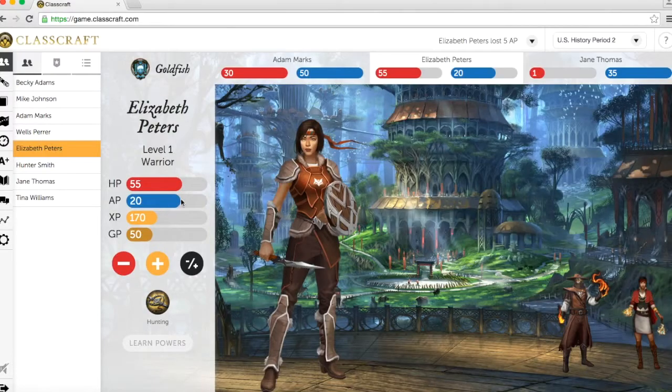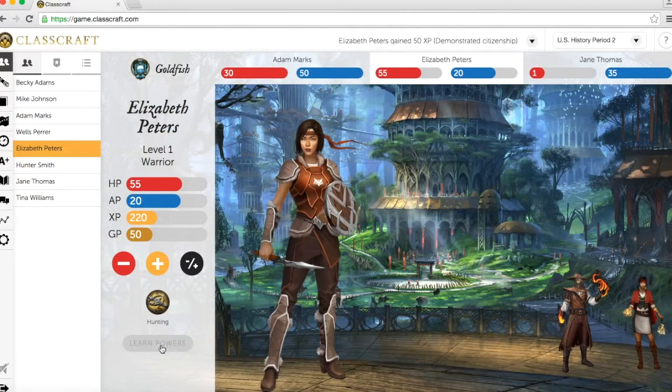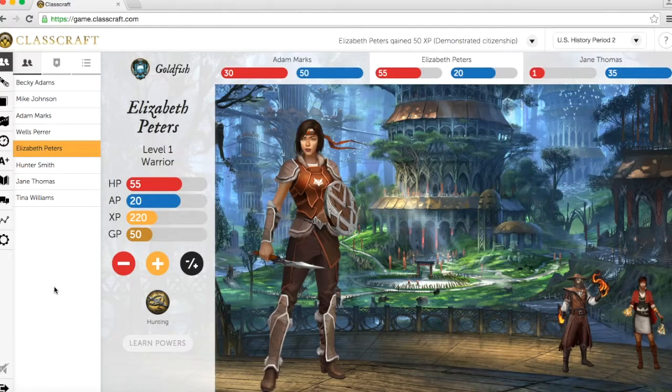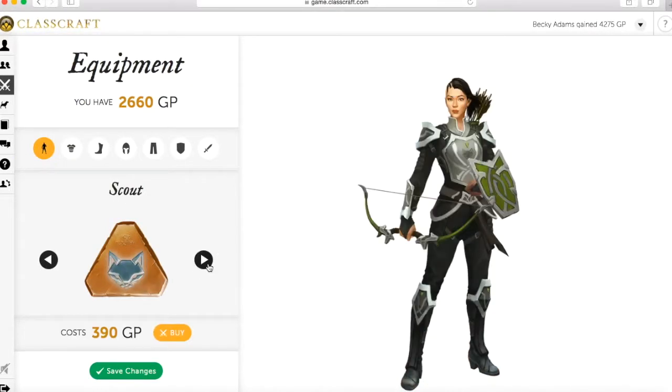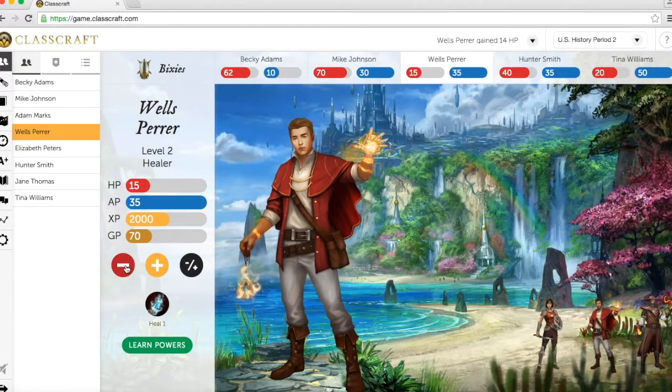The teacher awards experience points to reward good behavior. Once students have gained enough experience, they level up and can unlock new powers. Gold points are gained automatically when students level up. This allows them to buy clothing and armor to specialize the look of their avatar, but this has no effect on the actual game. Now, back to health points.